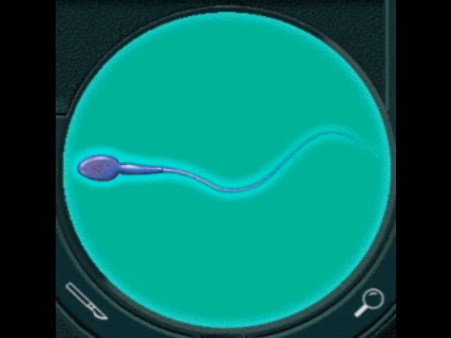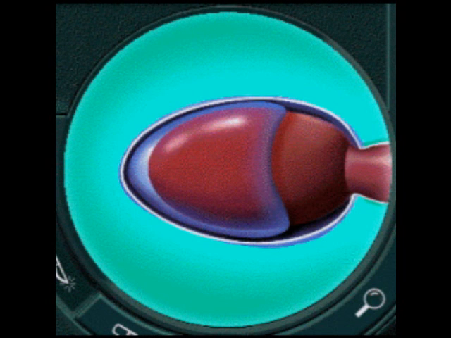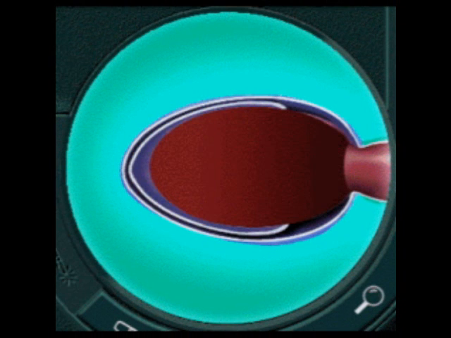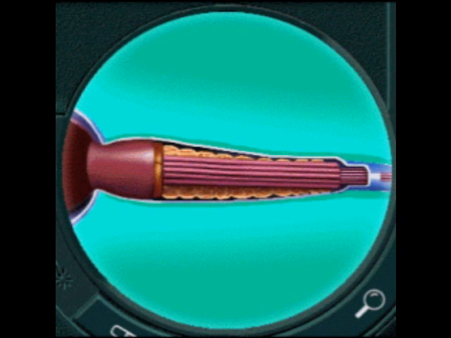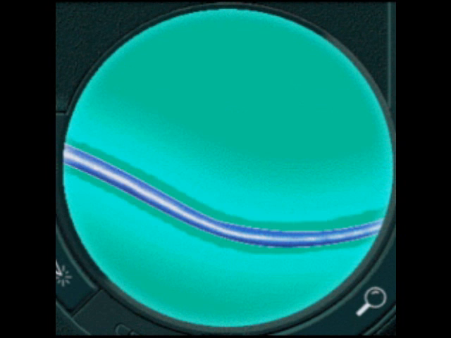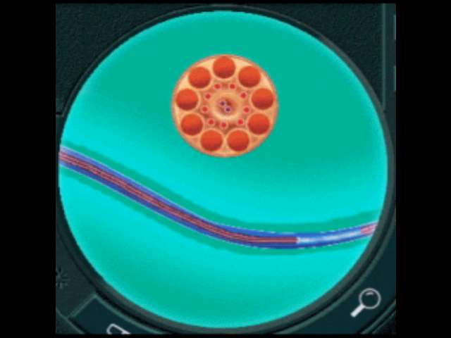Here is a mature sperm. The head is made of a nucleus and an acrosomal cap. The neck or middle piece is made of axial filaments surrounded by mitochondria. The axial filament extends throughout the tail and is responsible for mobility of the sperm.